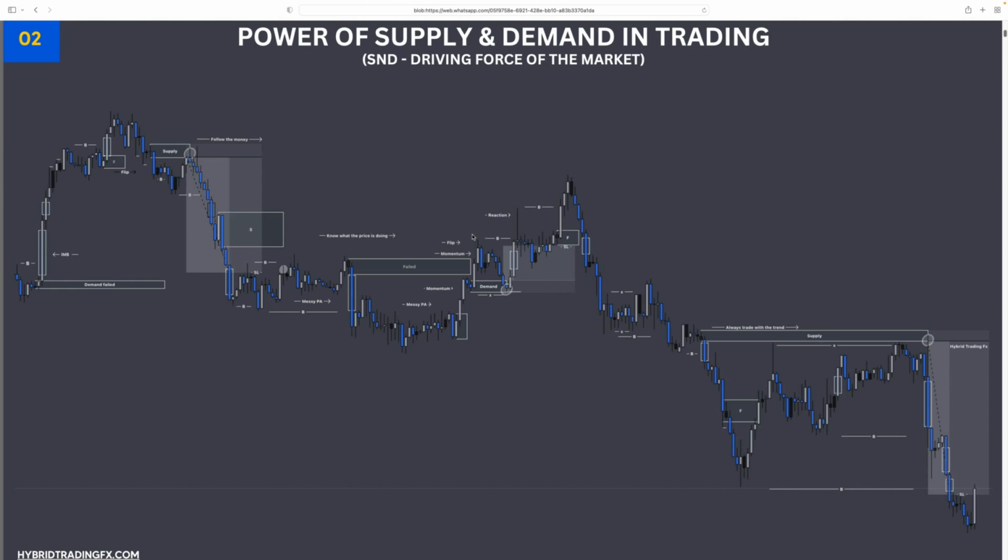This supply zone was basically a reaction from this supply. Price reacted a little bit, consolidated for a little bit, and then pushed the price up again. This was also indicating a little bit of weakness. Again, we're breaking the structure, retracing, breaking the structure, leaving the wick behind, retracing, again breaking the structure, retracing, and coming back aggressively again, going against momentum with volatility.